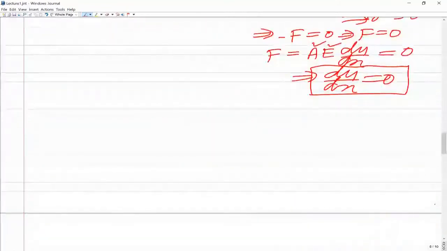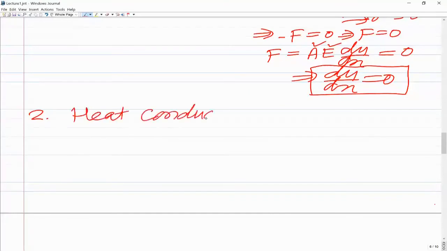This is the second example I am taking, which is a heat conduction problem: heat conduction in a fin. Again, I'm assuming that compared to the cross section, the length of the fin is much larger. So the temperature gradient will be there only along the x direction, although the heat flow can be there along the x direction and also along the cross section because of the convection.